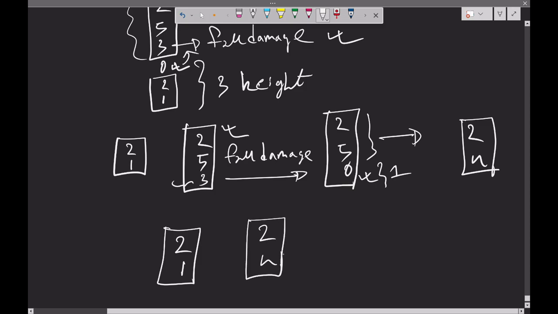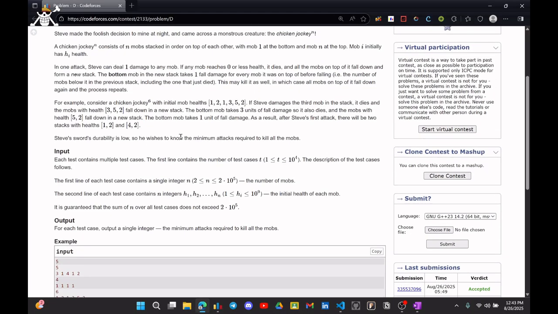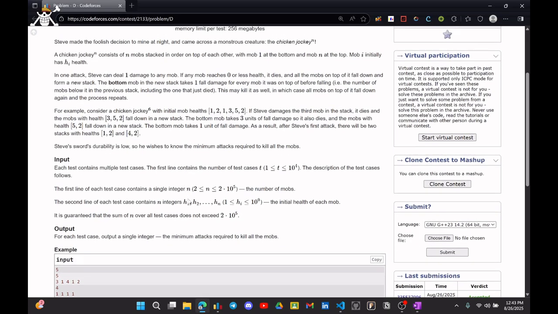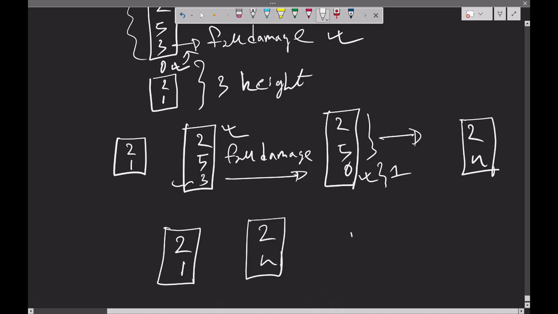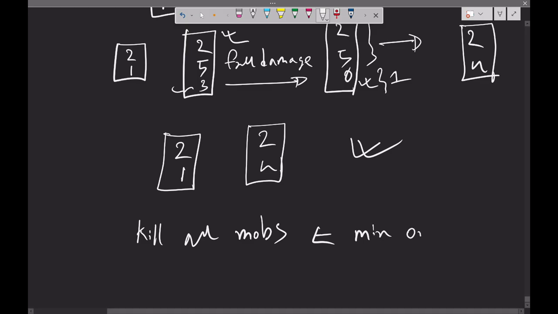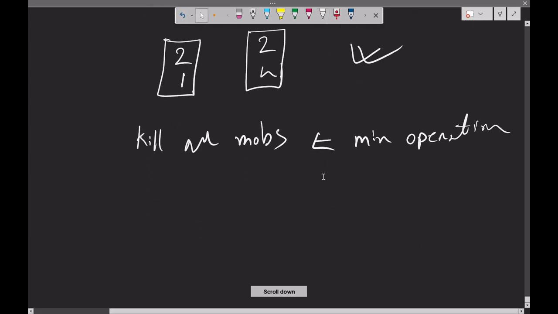Basically, this portion is explained in the problem statement. So these are the functionalities we can do. Now what we'll have to do is kill all mobs in minimum operations, right? So how can we efficiently solve this?